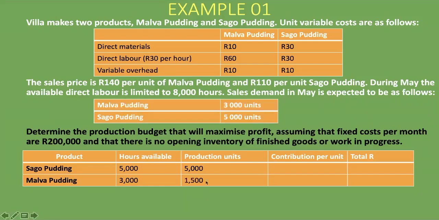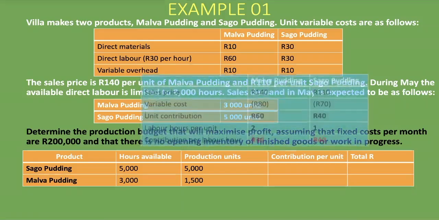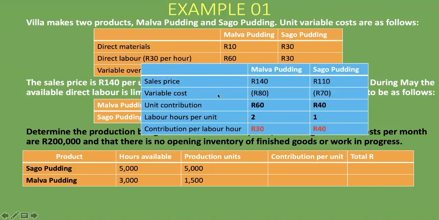And then once we have that, we need now to see what is the contribution per unit. Remember, we had calculated the contribution per unit, not the contribution per limiting factor, but the contribution per unit. Remember this calculation we have done before. We have the unit contribution. That is what we need, and that's what we'll focus on. Some students usually make the mistake of using the contribution per labor hour, and that is wrong. You're supposed to use the unit contribution, okay, because that's what contribution you'll get for selling each unit. So for Malva pudding, it's 60 Rand, and for Sago pudding, it's 40 Rand. So we'll put them down accordingly.